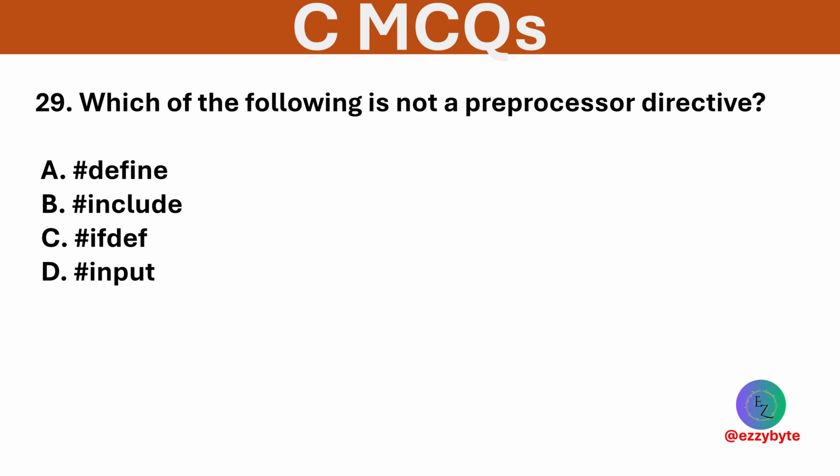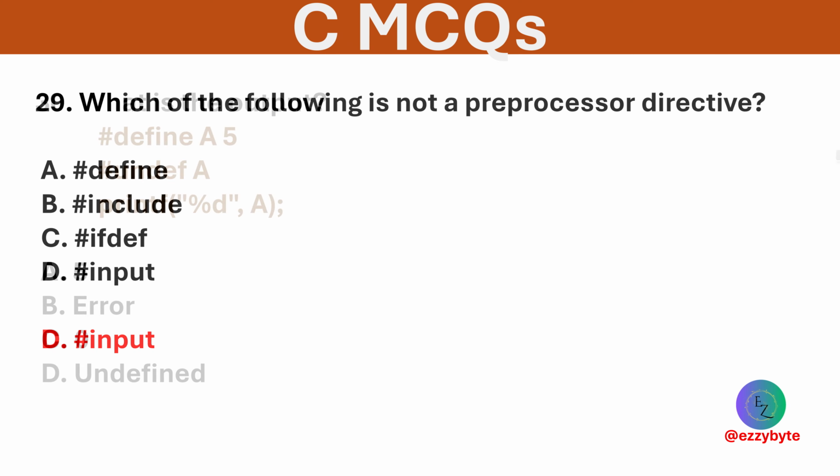Which of the following is not a preprocessor directive? Options are #define, #include, #ifdef, and #input. Option D is correct. #input is invalid.